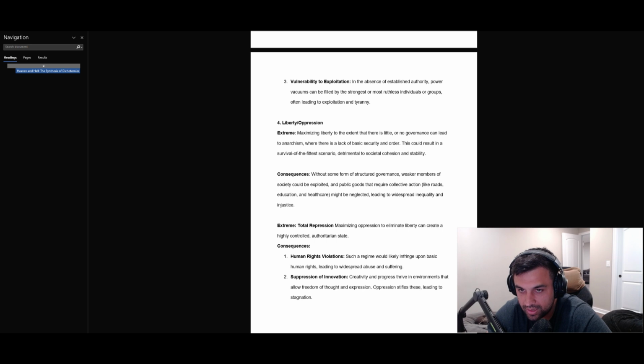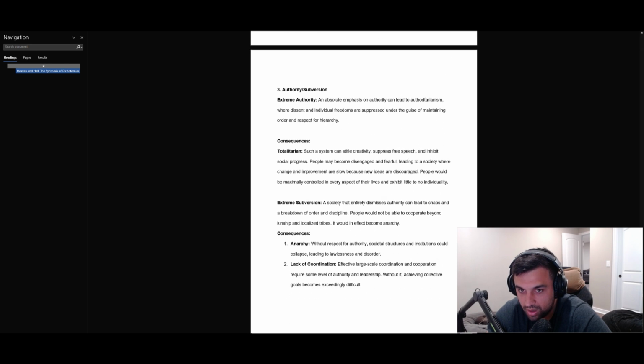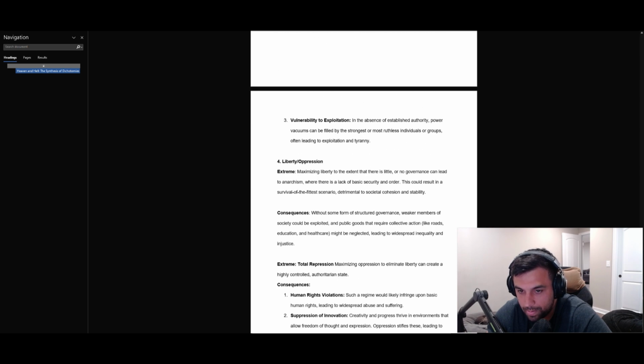So this is kind of the same as, I would say, similar to authority subversion. But this is the formulation that has to do more with within a system. So it advocates that the system exists. Now, here's the degree to which things affect your liberties or oppress you. So maximizing liberty to the extent that there's little to no government can lead to anarchism where there's lack of basic security and order. This could result in the survival of the fittest scenario, detrimental to societal cohesion and stability.